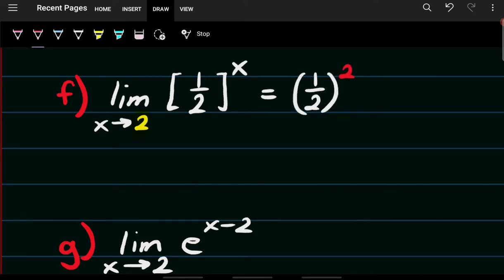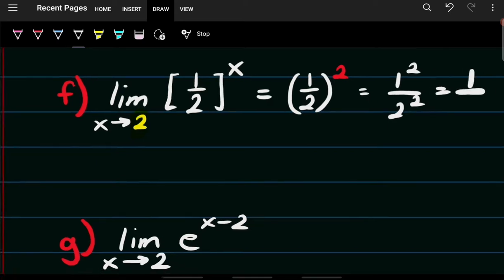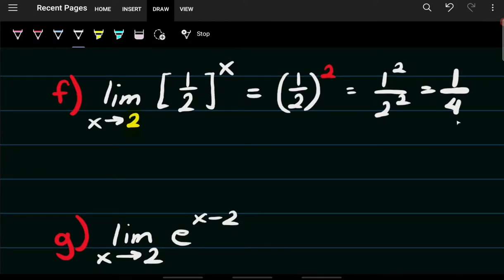Now let's simplify. What do we mean by 1/2 raised to 2? According to the laws of exponent, guys, 1/2 raised to 2 is equal to 1 raised to 2 all over 2 raised to 2. So that is the meaning of 1/2 squared. Again, just simplify. 1 squared is 1 times 1, and 2 squared is 2 times 2, which is 4. So 1/2 squared is equal to 1/4. This is the limit of 1/2 raised to x as x approaches positive 2.